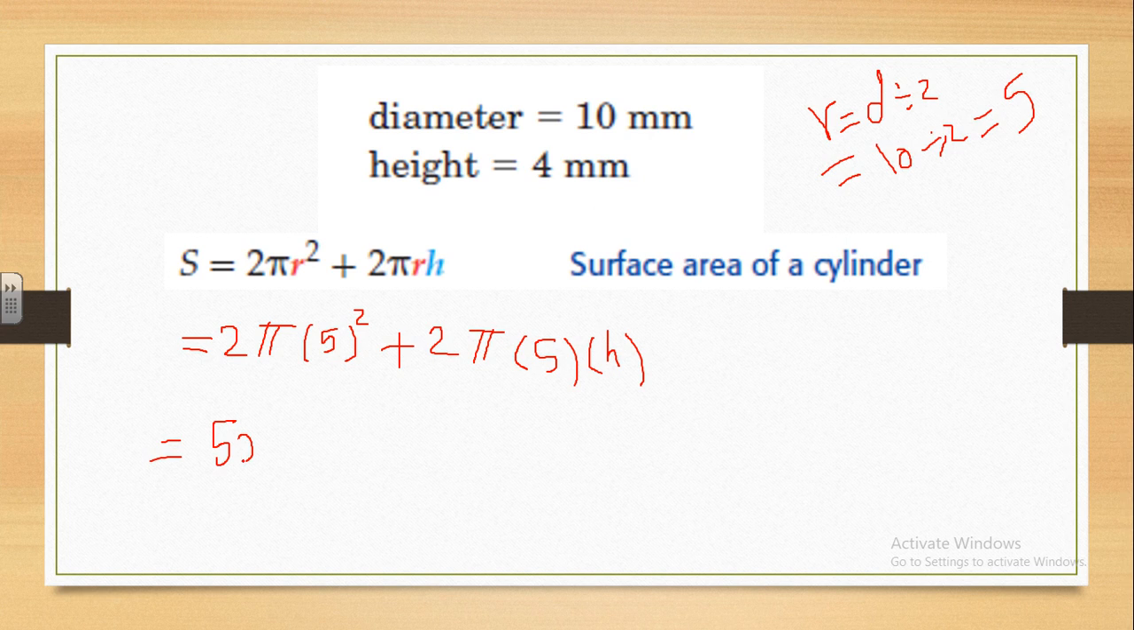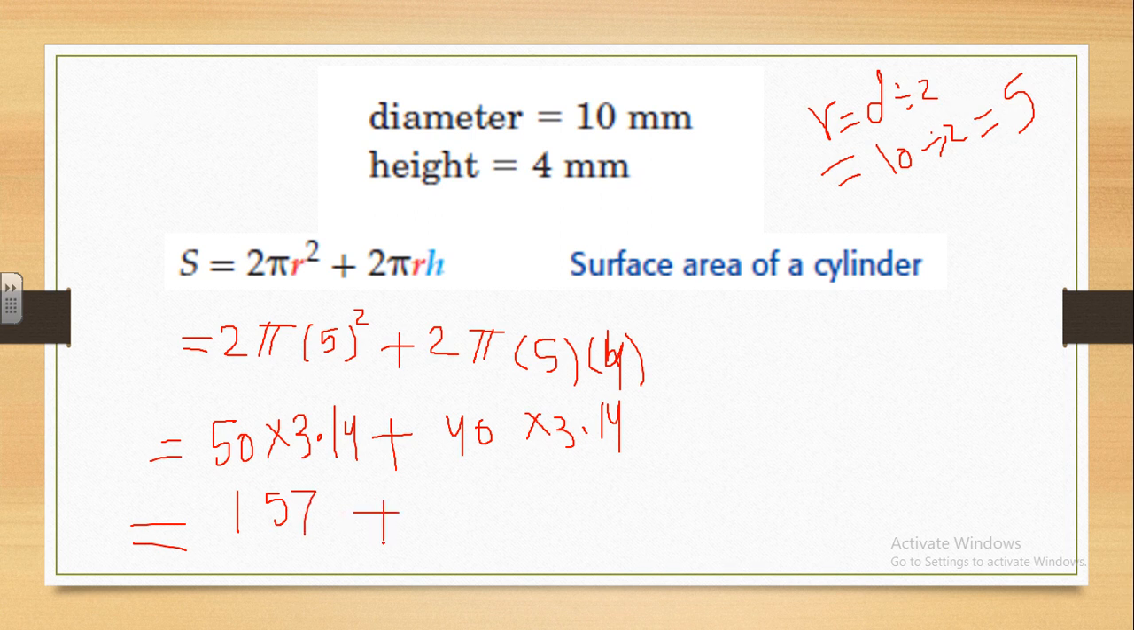So here we have 50 pi and the pi here is 3.14, plus 5 times the height here, which is 4. 5 times 4 equals 20. 20 times 2 equals 40. And the pi here is 3.14. Now let's get the result. 50 times 3.14 equals 157. Plus, let's see the next one, 40 times 3.14.